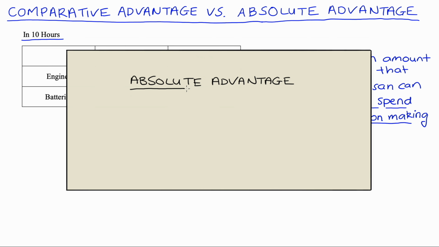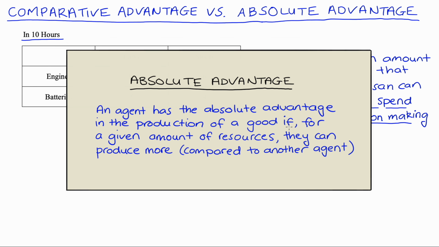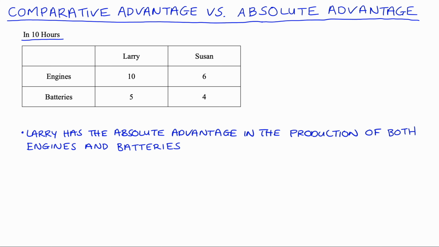Now, when an agent has absolute advantage, it just means that for a given amount of resources, that agent can make more of the product in comparison to another agent. So we can see from our table that Larry has the absolute advantage in the production of engines and also in batteries, because Larry can make more of both in comparison to what Susan can do with his 10 hours of time. Larry can make 10 engines, but Susan can only make 6. And Larry can make 5 batteries, whilst Susan can only make 4. So Larry has an absolute advantage in both engines and batteries.